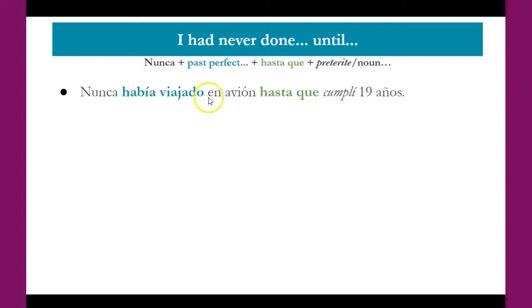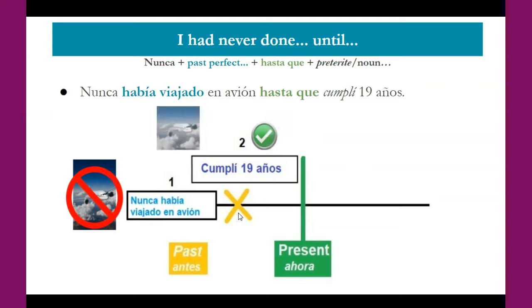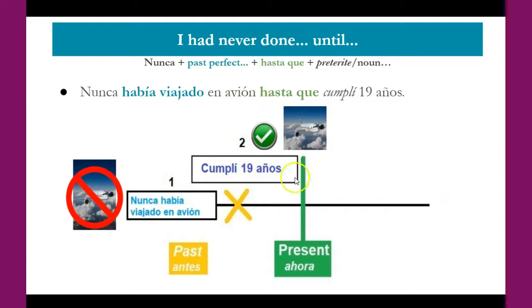So for the first one, nunca había viajado en avión hasta que cumplí 19 años, right? So you're saying you had never traveled by airplane, right? Until you turned 19. So if you see in a timeline, you're using the past perfect to talk about an event that happened previously to another past event. And now you have, right? So in the present you have, because when you turned 19, you traveled by airplane.